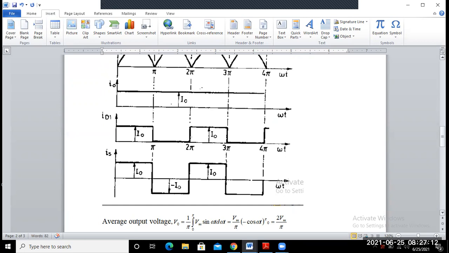So next, what do we need to find out? The RMS value of the diode current. So the RMS value of the diode current, how can we find it out?